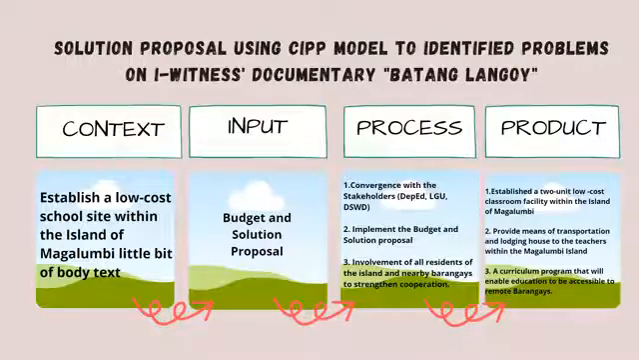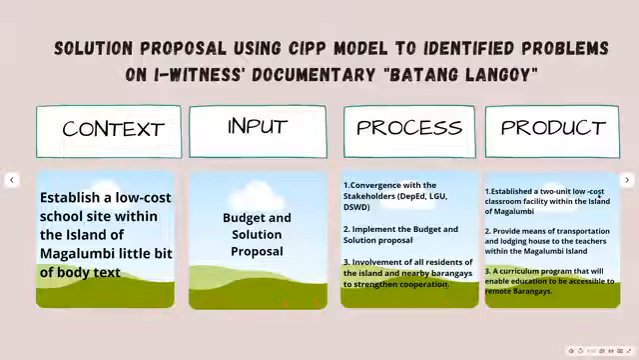At the end of the project, the expected output or the product of the CIPP model is the establishment of 2-unit low-cost classrooms and provision of means of transportation and lodging house for the teachers within the Magalumbi Island, and a curriculum program that will enable education to be accessible to remote barangays.